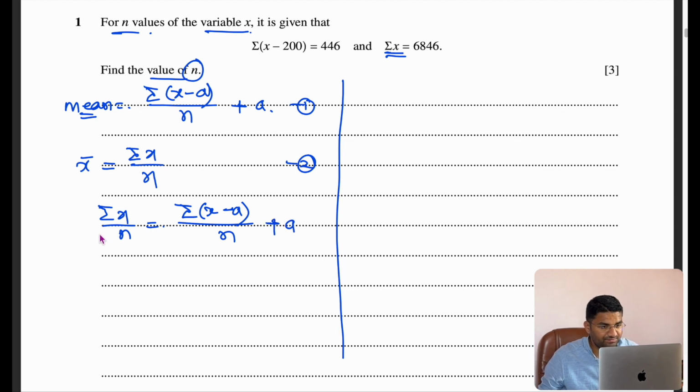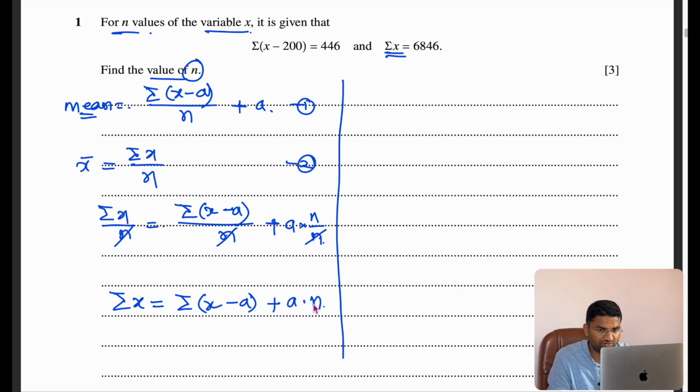Now here you can multiply by n, so the denominator will be the same on the left hand side as well as the right hand side, so you can cancel out this n straight away, isn't it? Because the denominators are the same, they cancel out and you are left with summation of x is equal to summation of (x minus a) plus a times n, right? Here a is given, in this formula a is equal to 200, from the given equation.